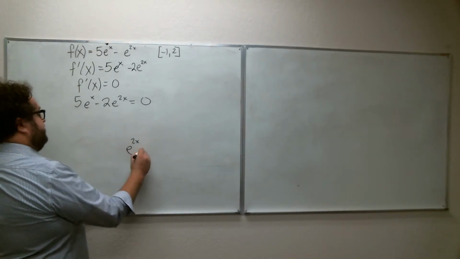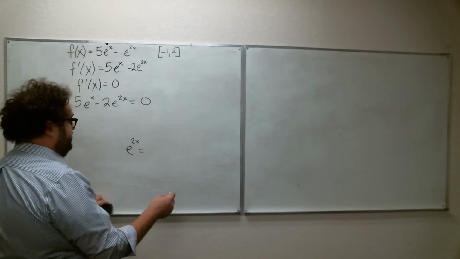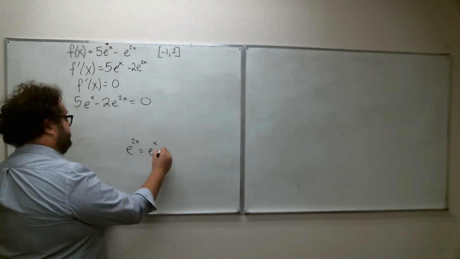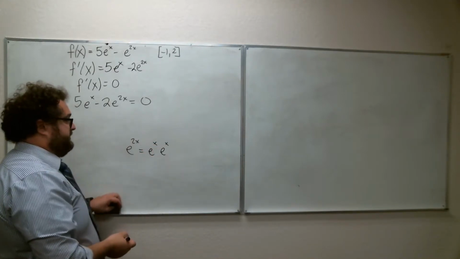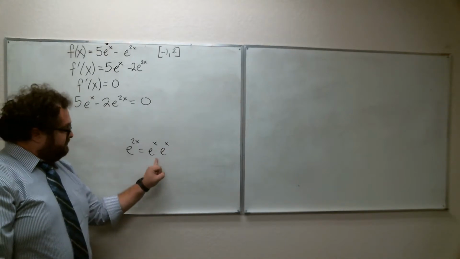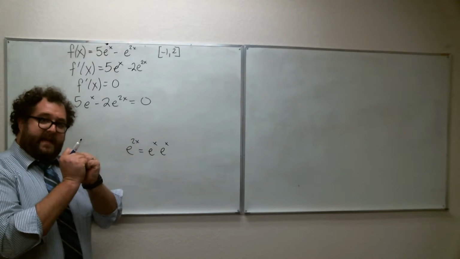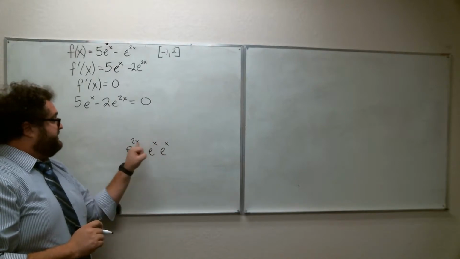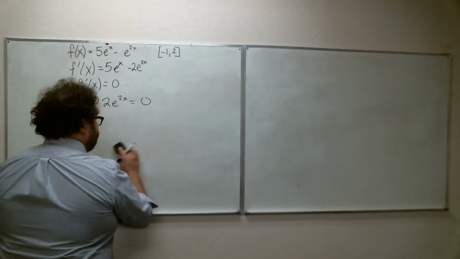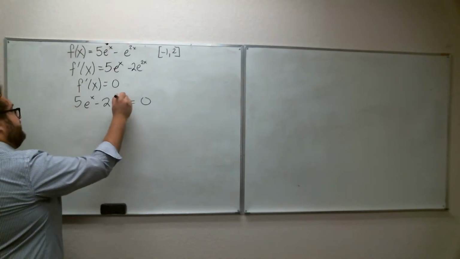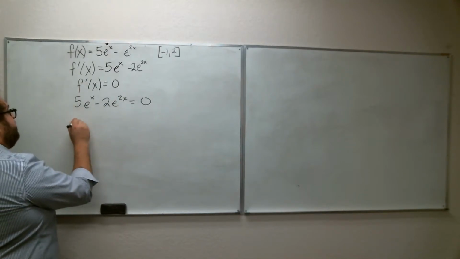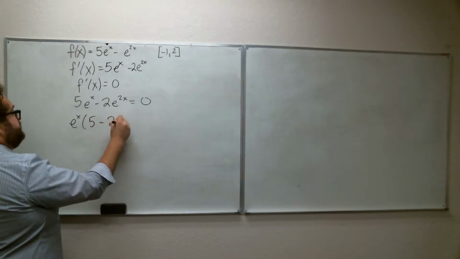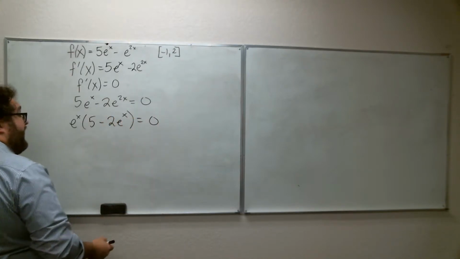e to the 2x is equal to, well, there's a couple of different versions of the same thing. But this is equal to e to the x times e to the x. Because remember my rules of exponents, if you have the same base and they're multiplied together, you can add the exponents. So you can write this as e to the x plus x, which is 2x. So you can factor out an e to the x. If we factor out e to the x, we're left with 5 minus 2e to the x equals 0.